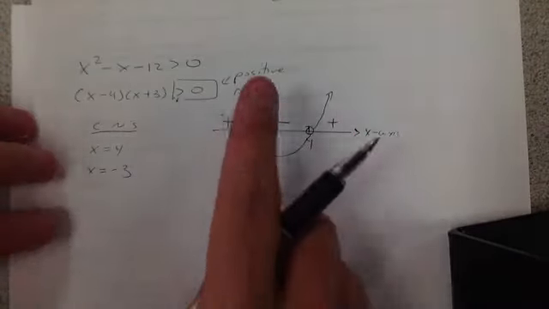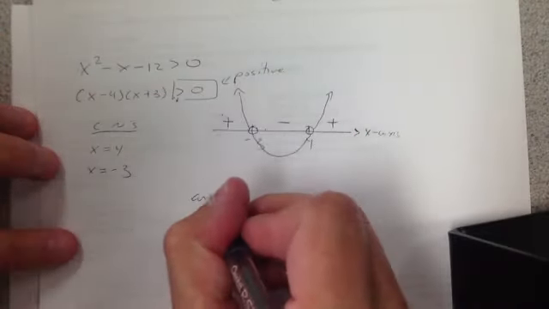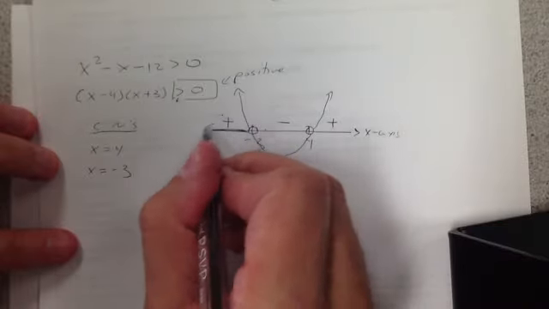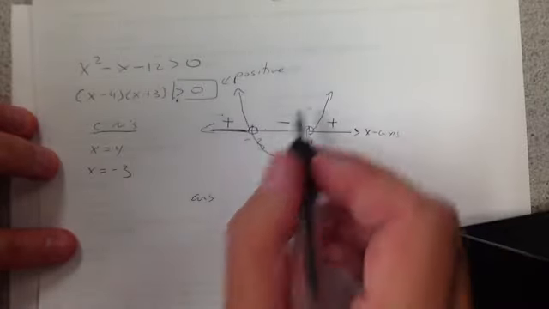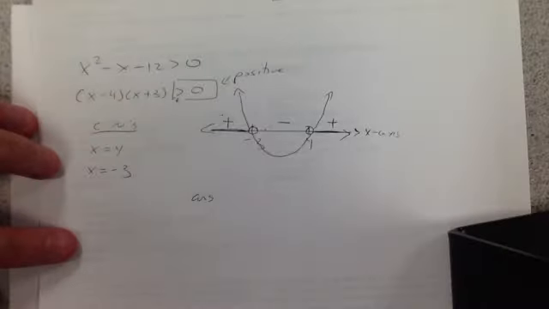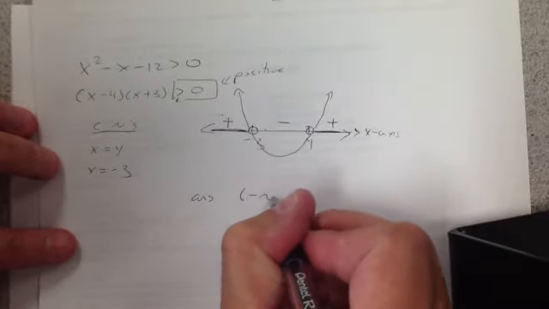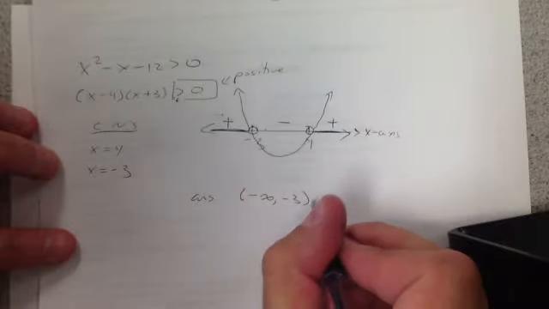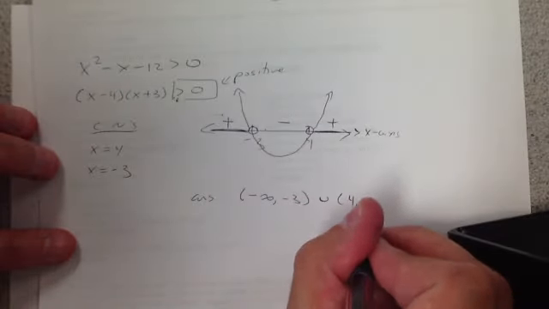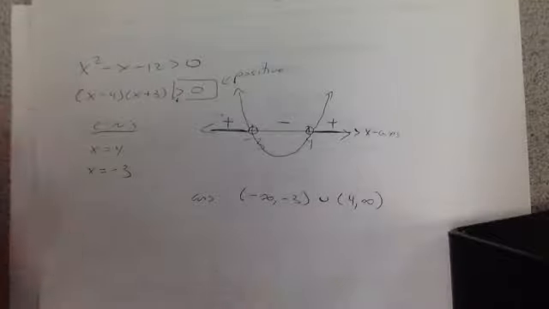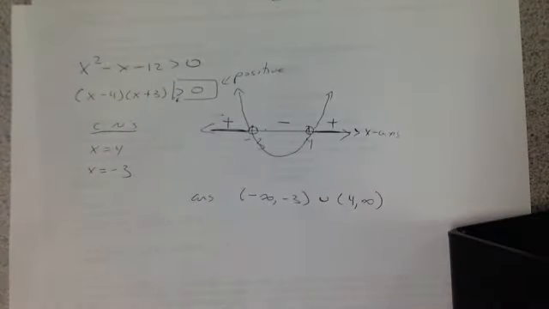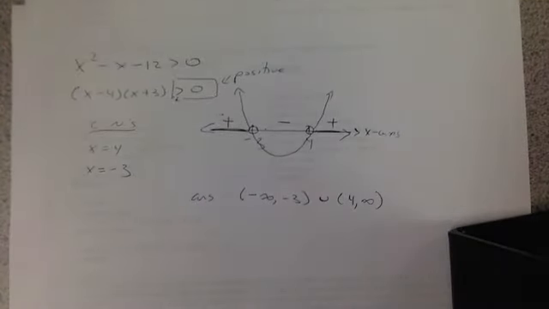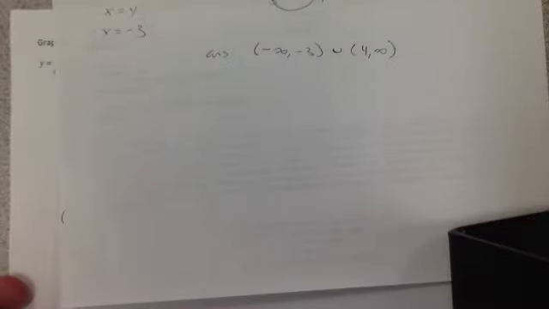So if I want to write where it is positive, to get my answer, I'm looking for anything to the left of -3 and everything to the right of +4. So it's going to go from -infinity to -3, both soft brackets because you can't include either one, or 4 to infinity. And again, both soft brackets. Very easy to do. And don't forget, you can even do this with rational functions.